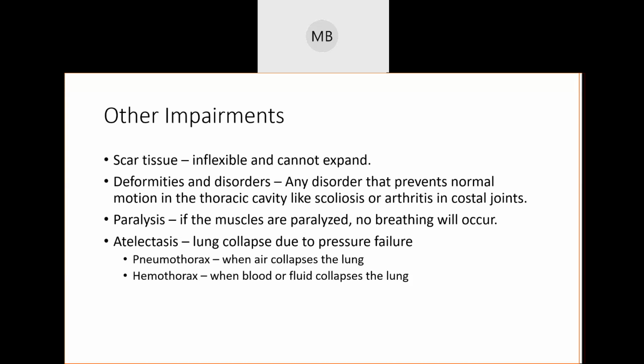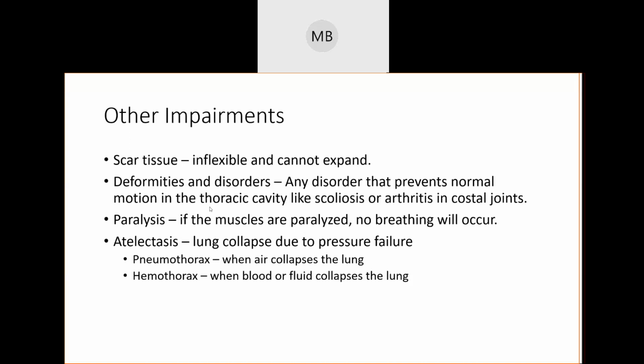So that means the more scar tissue somebody has in their lungs, the less flexible their lungs are going to be. So the less they will be able to stretch and breathe in, and that's going to affect breathing tremendously. Right?